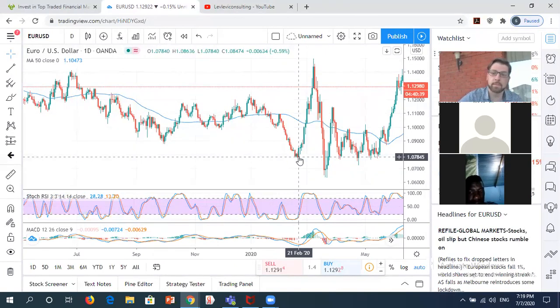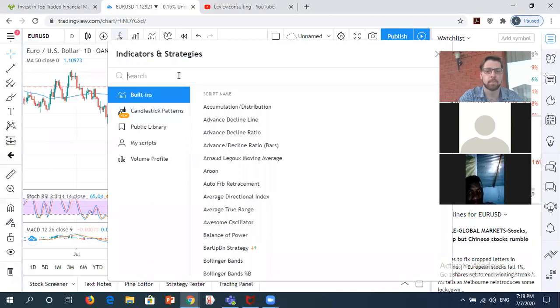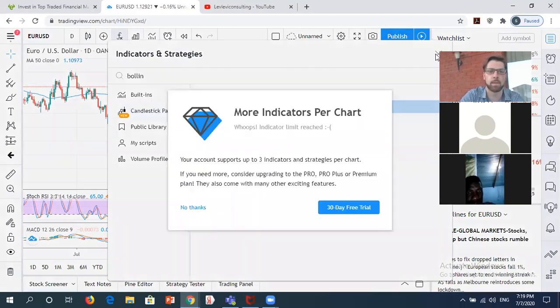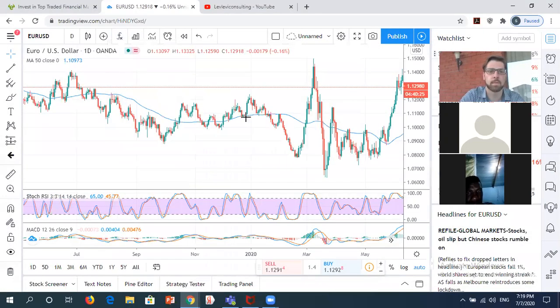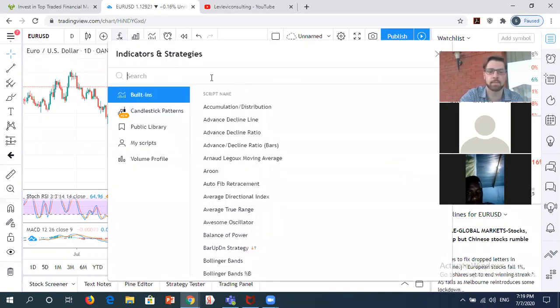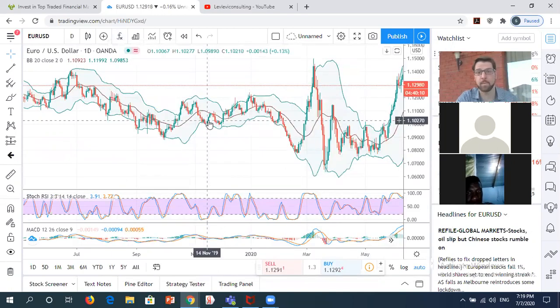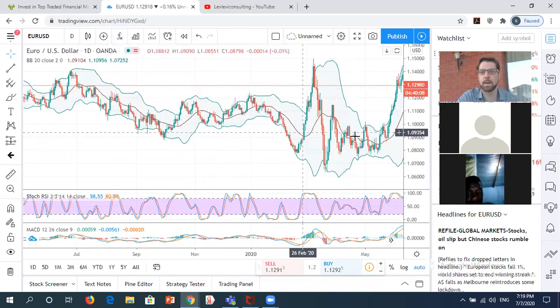Now the second indicator is Bollinger Band. Now I will put Bollinger Band, and I will delete moving average because the Bollinger Band has a moving average itself. Inside of Bollinger Band, we have a moving average. You see, the moving average is in the middle, this brown line.